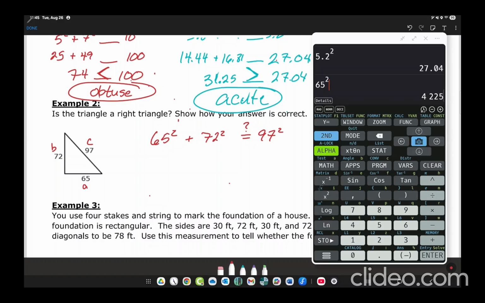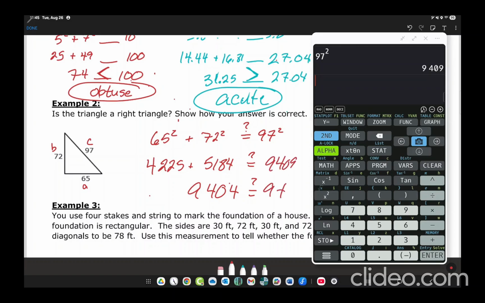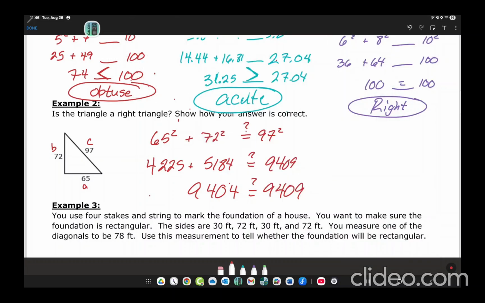65 squared, 4,225. 72 squared, 5,184. I'm going to add those together. 9404. 97 squared, 9409. So yeah, that is 9409. So that means if they are equal, the answer is yes. It is the right kind.